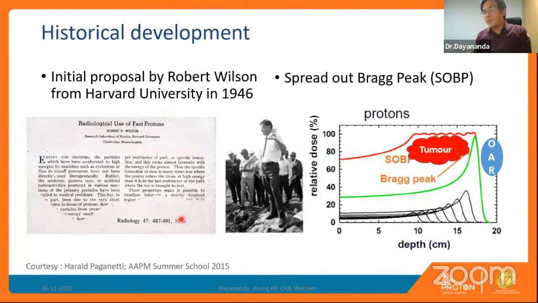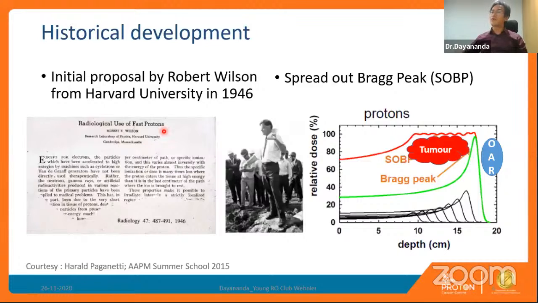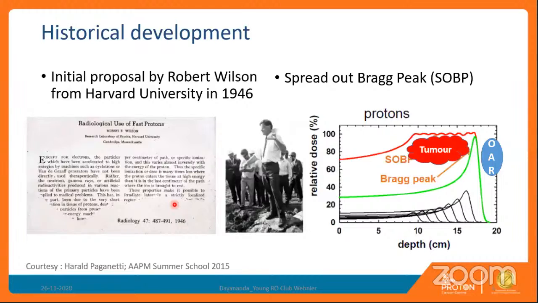The benefit of the use of this Bragg peak for the treatment of deep-seated tumor was proposed by the physicist Robert Wilson from Harvard University in 1946 through his seminal paper published in Radiology, titled the radiological use of fast protons. This is the first report which proposed the use of the Bragg peak from a high energy proton beam to treat deep-seated tumor.